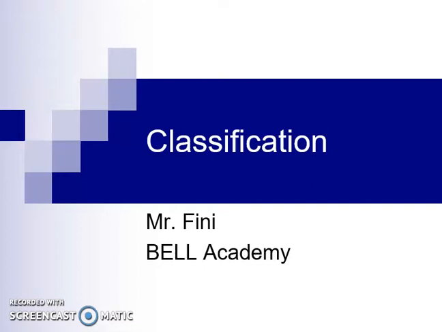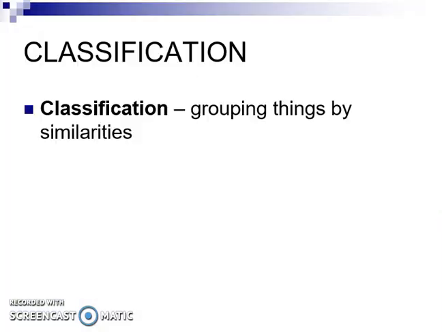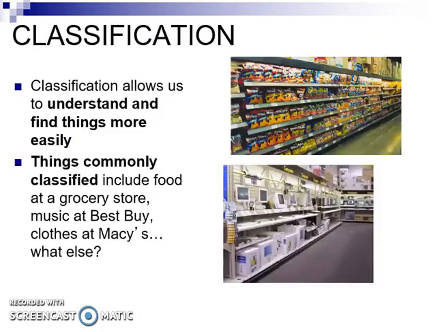Welcome back. Today we're going to talk about classification. You're probably wondering, what is classification? Classification is actually grouping things by similarities. And we're going to talk about how this relates to science and why it's important to scientists and biologists and people who study and research out in the field.